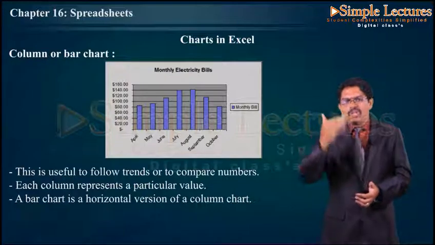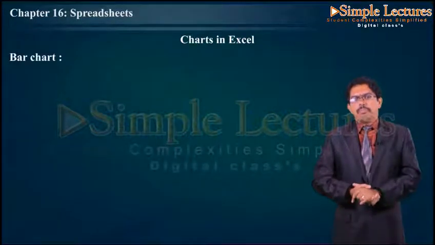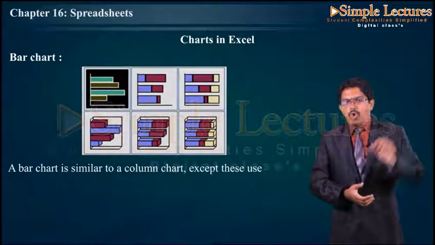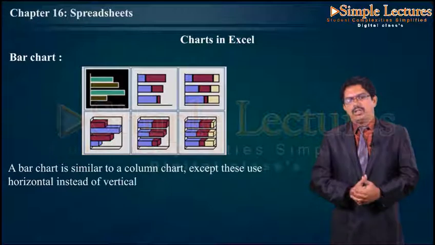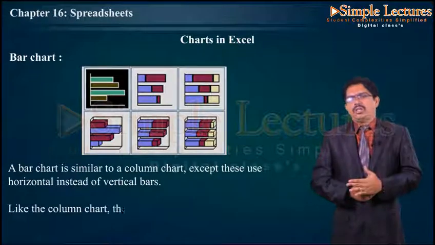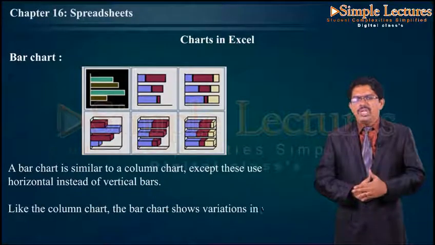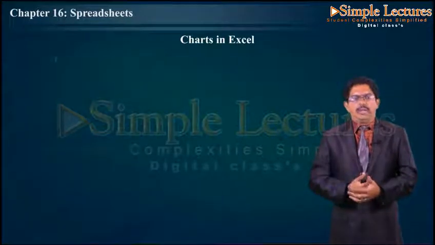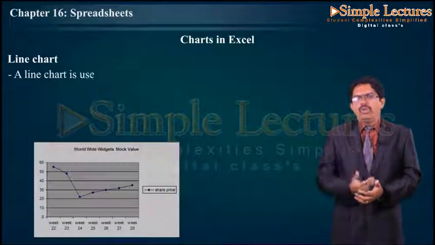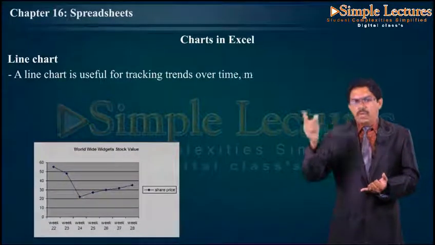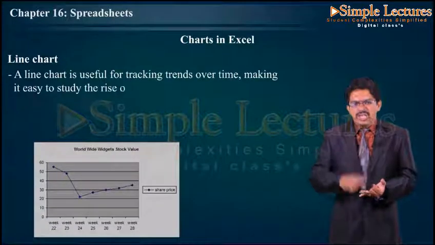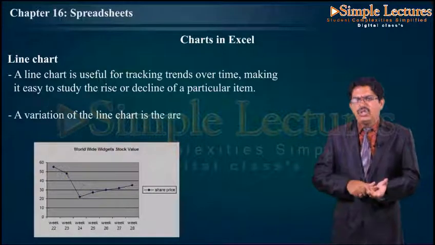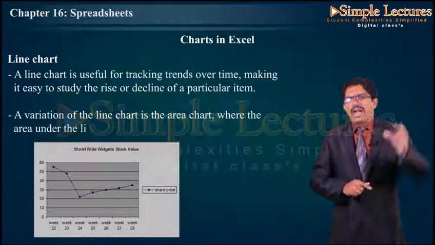Bar chart. A bar chart is similar to a column chart except that the bars are horizontal instead of vertical. Like the column chart, the bar chart shows variations in values over time. Line chart. A line chart is useful for tracking trends over time and making them easier to see. A variation of the line chart is the area chart, where the area under the line is shaded with a color.